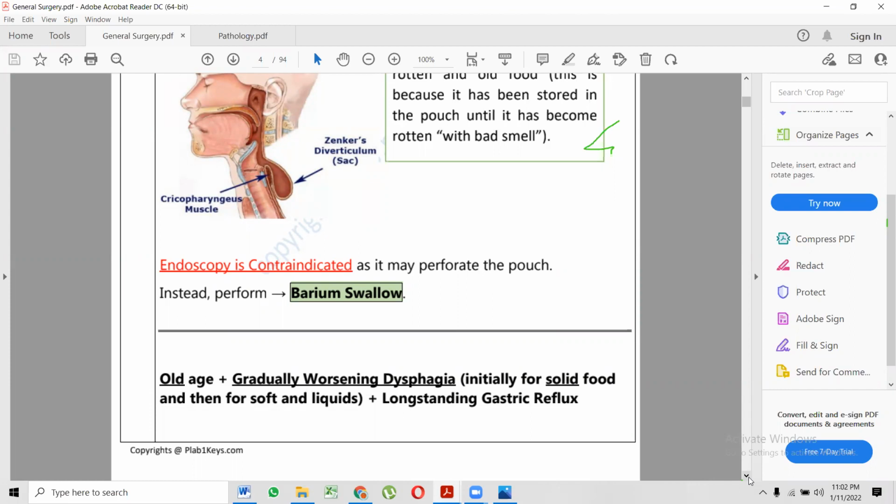So if we say that this patient is having esophageal carcinoma, which one will it be? Which type of carcinoma is common in a patient with long-standing gastric reflux? That should be squamous cell. Barrett esophagus is from upper two-third, lower one-third. So upper two-third is adenocarcinoma and lower one-third is squamous cell carcinoma.